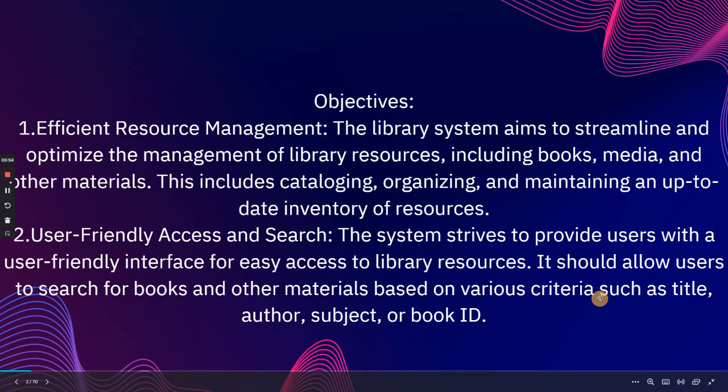Our objectives: first, efficient resource management. The library system aims to streamline and optimize the management of library resources, including books, media, and other materials. This includes cataloging, organizing, and maintaining an up to date inventory of resources.